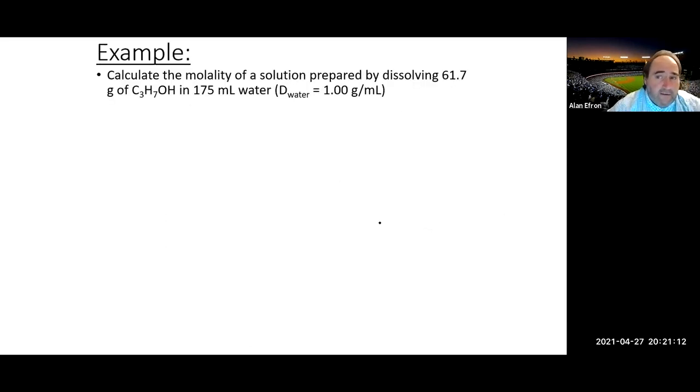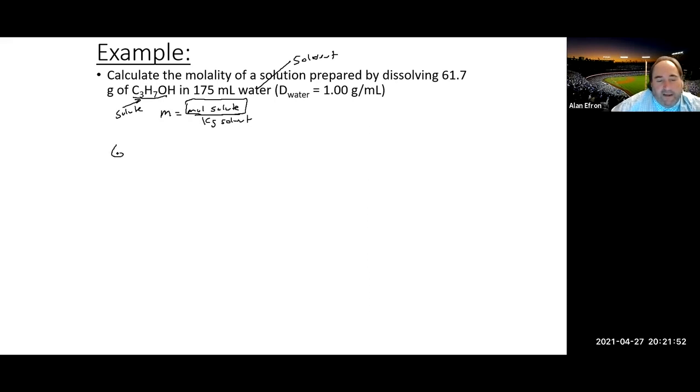We want to calculate the molality of a solution that's prepared by dissolving 61.7 grams of C3H7OH in 175 milliliters of water. Here we're looking for molality, which is moles of solute over kilograms of solvent. Water is our solvent, and this guy right here is our solute. We have the grams of our solute, so we need to convert it to moles to get the top part that we need.